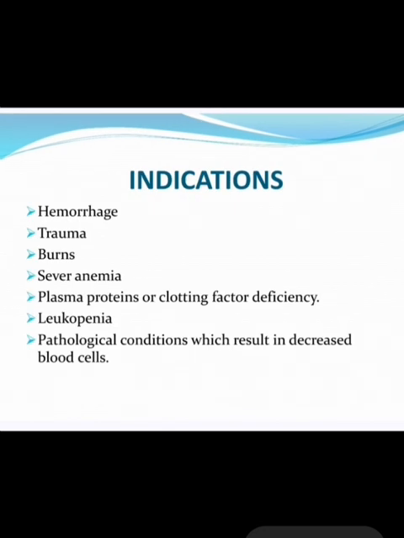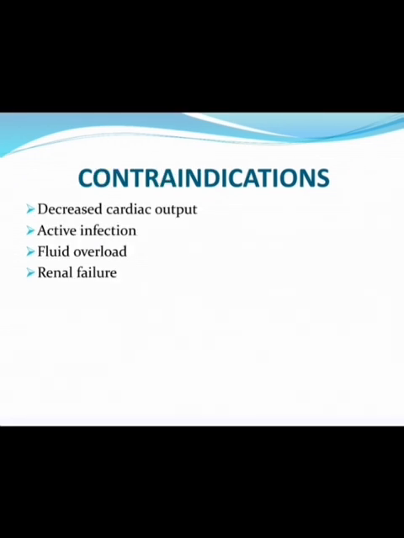The indications of blood transfusion are hemorrhage, trauma, burns, severe anemia, plasma protein or clotting factor deficiency, leukopenia, and pathological conditions which result in decreased blood cells. The contraindications of blood transfusion are decreased cardiac output, active infection, fluid overload, and renal failure.